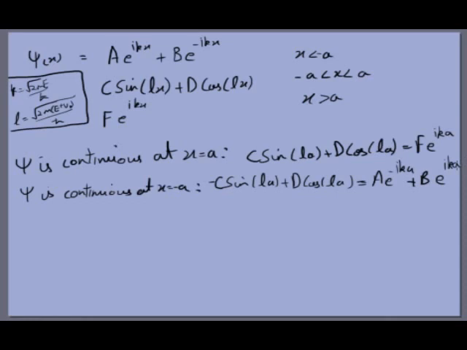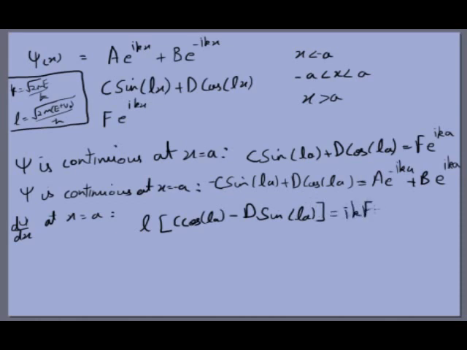And similarly, again, because the potential is not infinite anywhere, d psi by dx will also be continuous at both these points. So we have d psi by dx at x is equal to a, and what this gives us is L times c cos of La minus d sine of La is equal to iota k f e to the power iota ka. So we can see the mathematics turns out to be a little bit more involved in this case.